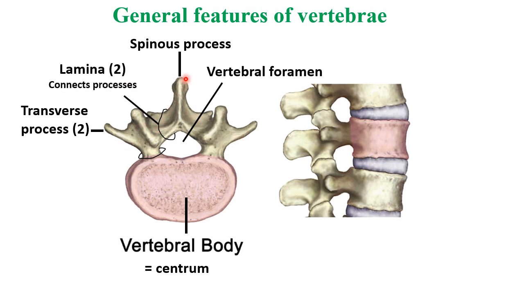Then you have the connection of these 2 processes, the spinous and transverse process, and this thing in the middle here is called the lamina. This thing that connects both of them, this circle here, is the lamina. And what connects the transverse process to the body is called the pedicle, right there. So you have 2 pedicles, 2 lamina, 2 transverse processes, 1 hole in the middle, 1 body, 1 spinous process. You absolutely have to know that.